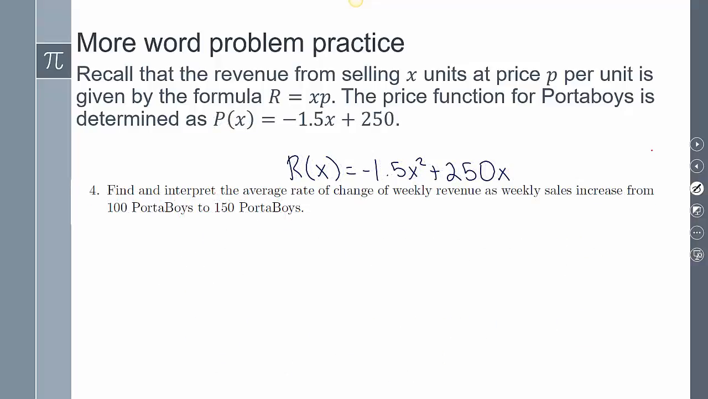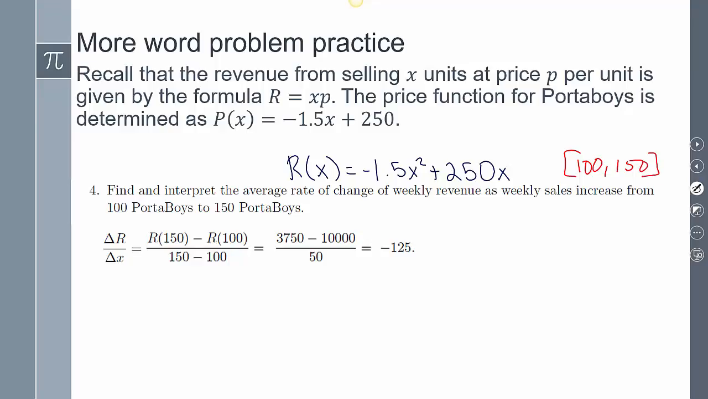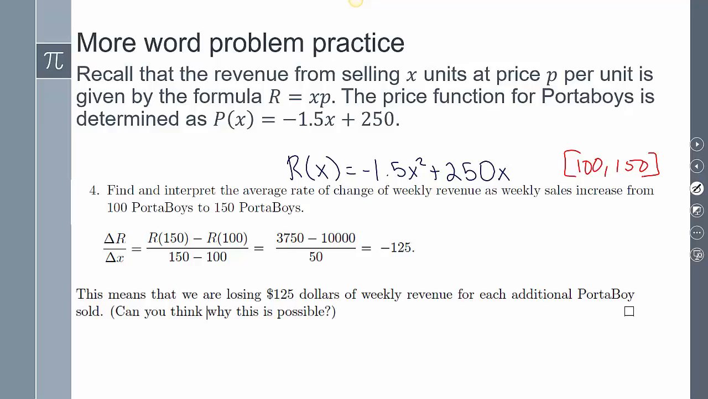So this is find and interpret the average rate of change of the weekly revenue as weekly sales increase from 100 to 150. So now my interval is 100 to 150. So now entering all that in there and simplifying, I get negative 125. And so that means that we're losing $125 of weekly revenue for each additional Portaboy sold. Now, one of the reasons why this would be possible is we have to really, really reduce the price to increase the demand that we want. And so we're basically losing money to get people to purchase the product. And so that could be one of the explainable reasons.